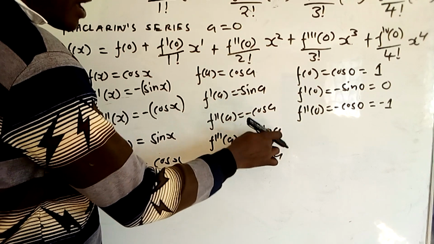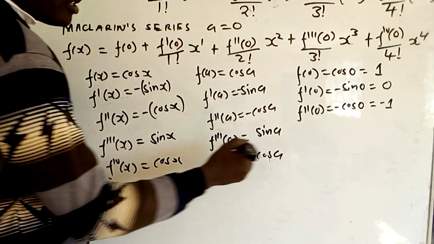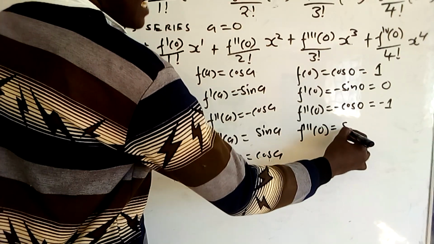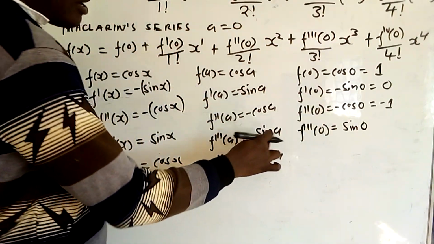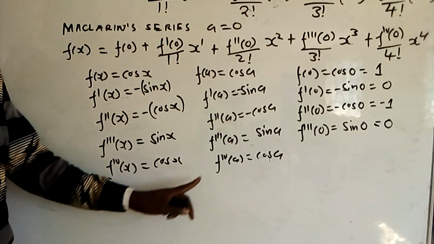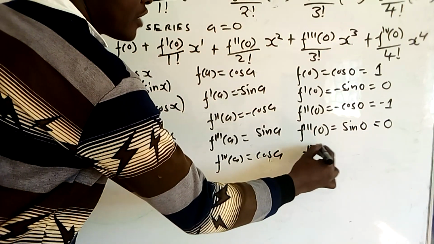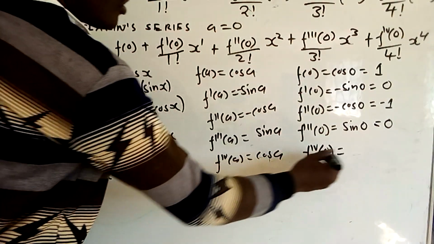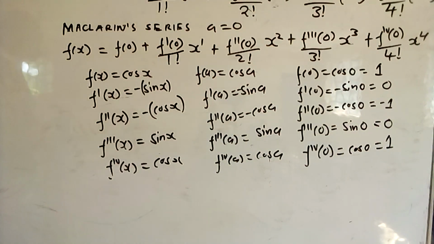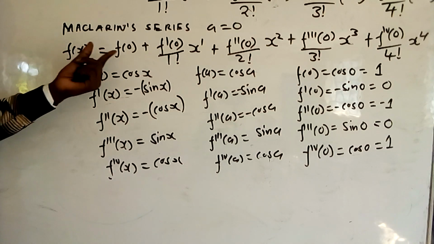F triple prime of a, where there is a, you put 0 for the Maclaurin series. So f triple prime of 0 is the same as sine 0, which is 0. Then f raised to power 4 of 0 is cos 0, which is 1. Are we together? So the next thing we do is we substitute our f of x for that.